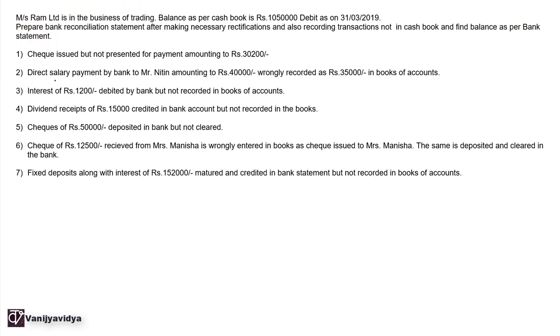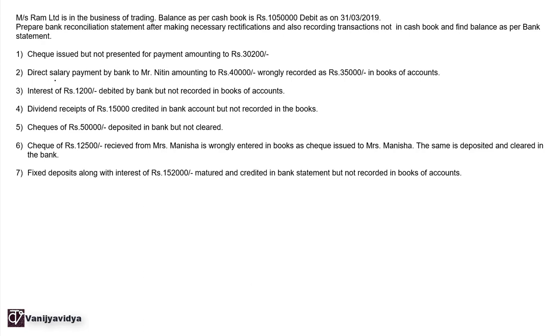So here first we have to do certain rectifications in the cash book, and we are also required to record certain transactions which are there in your bank statement but not recorded in the cash book. And using that rectified balance of the cash book, we have to prepare a bank reconciliation statement. Now we'll be reading all these transactions one by one, and then let's see if this will appear in your rectified cash book statement or a bank reconciliation statement.